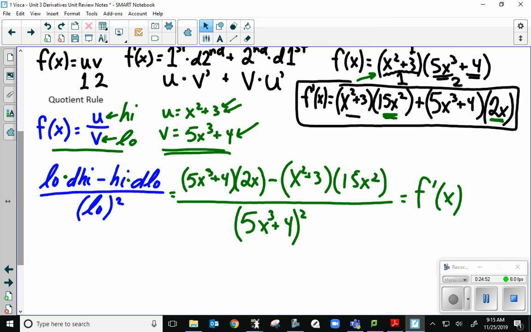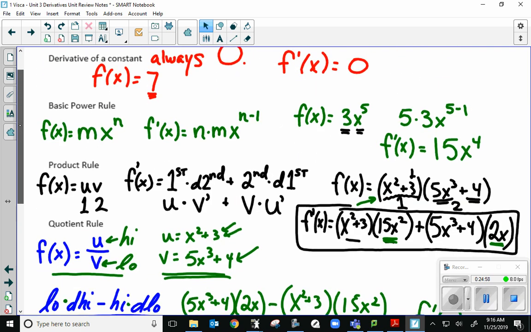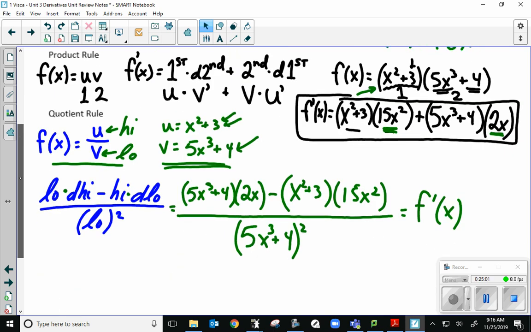Product rule and quotient rule are very important. They come into play all year round. But you're good to go. You're super.